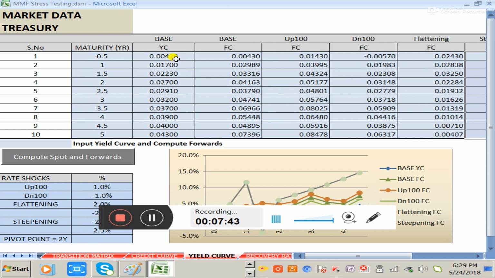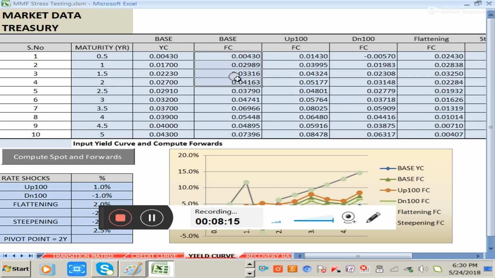The yield curve is input into the base YC yield curve, and the forward rates and the spot rates are calculated by the computer as a macro. There are 5 shocks that are given in the interest rate risk scenario. The first one is the base, which is the current yield curve. Then you have a parallel shift of upward 100 basis points and a parallel shift of downward 100 basis points. Then there is flattening with a 2-year pivot and a steepening with a 2-year pivot.